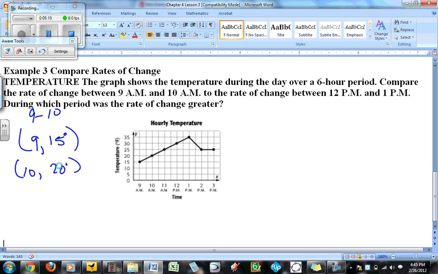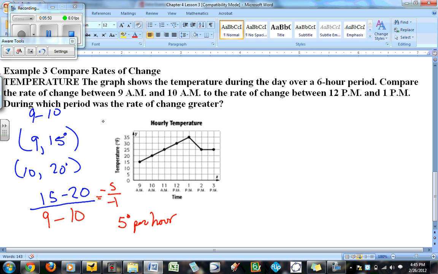All right. So again, let's go ahead. We're going to go, let's see, 15 minus 20 to see what the degree change is. And it doesn't matter, we can go 20 minus 15. But remember, we have to keep the order the same in which we do it. So I chose to go 15 minus 20. And in this case, since I started with the 15, I have to go 9 minus 10. So this rate of change would be -5 over -1, or a negative divided by a negative is a positive 5 degrees per hour.